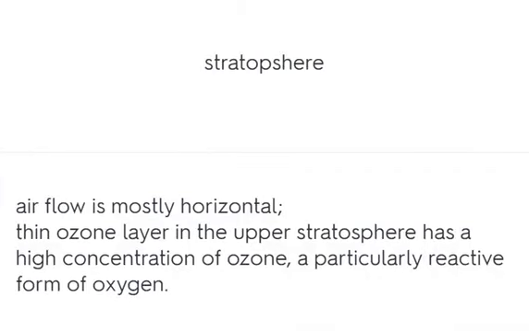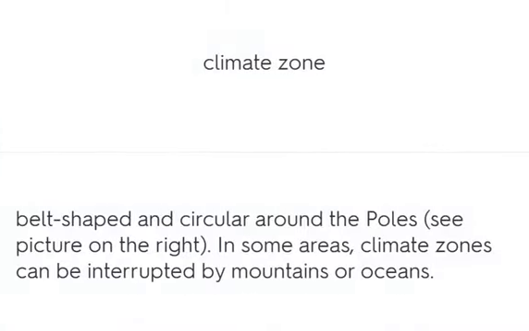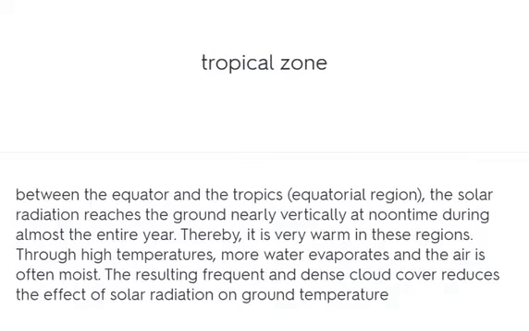Stratospheric airflow is mostly horizontal. Thin ozone layer in the upper stratosphere has a high concentration of ozone, a particularly reactive form of oxygen. Ionosphere. Climate zone, belt-shaped and circular around the poles. In some areas, climate zones can be interrupted by mountains or oceans. Tropical zone.